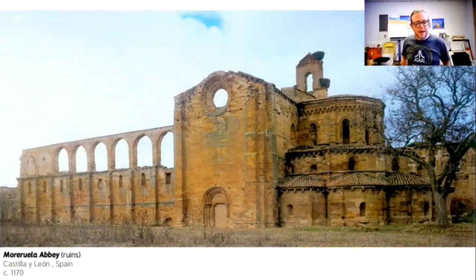Is the Moraruela Abbey that's in Spain, that is sadly, as you can see, in ruins, that would have been built somewhere around 1170. And back here on the back end of it, you can see that there's the apse. We can see another level right here, which would have been the ambulatory that would have brought us around. And then each of these little small cloisters, these little mini apses, are apsidioles.